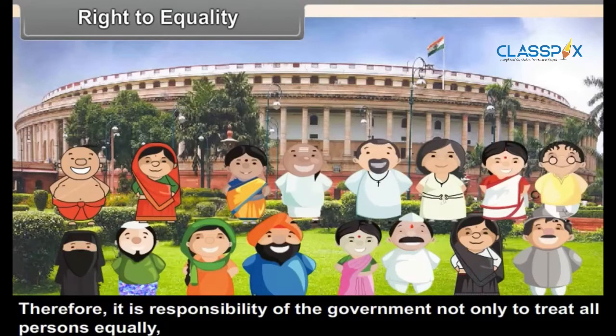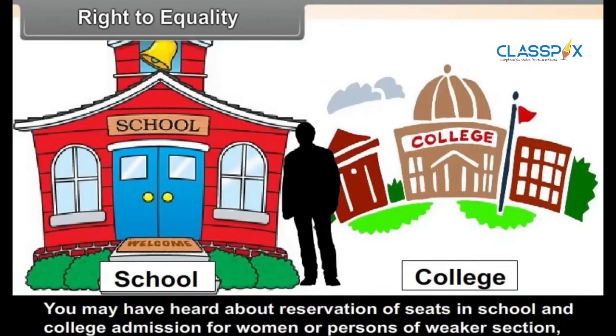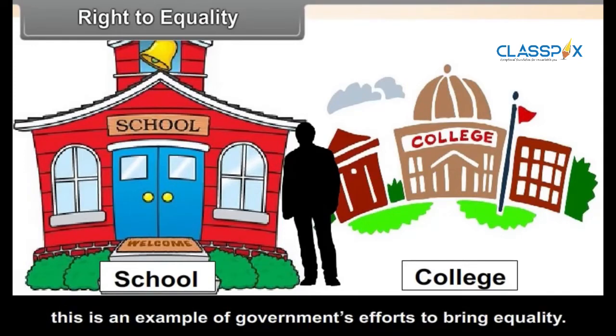Therefore, it is the responsibility of the government not only to treat all persons equally, but to implement policies that will bring equality in our social relations. You may have heard about reservation of seats in school and college admissions for women or persons of weaker sections. This is an example of the government's efforts to bring equality.